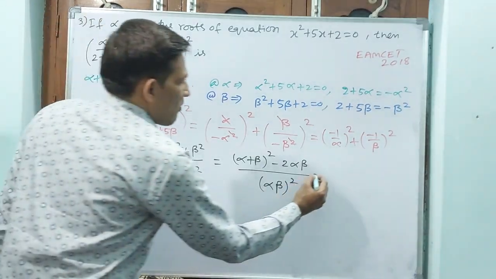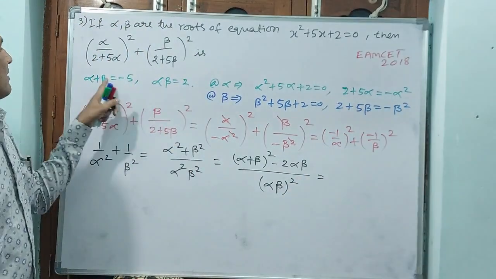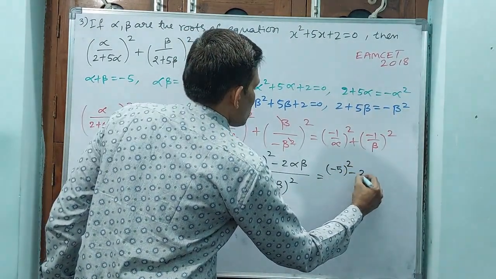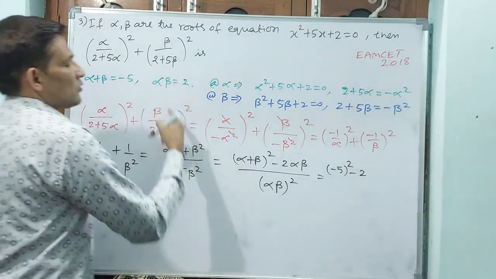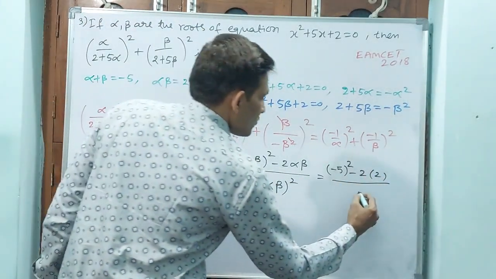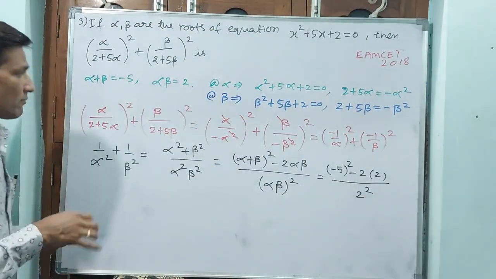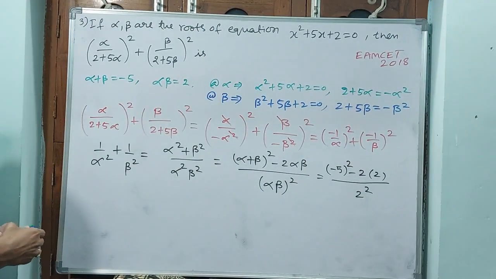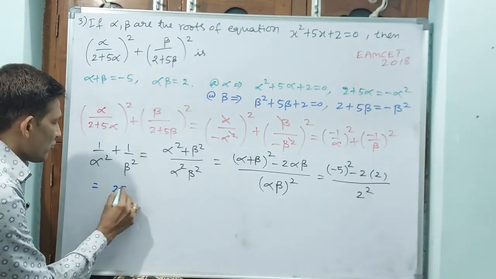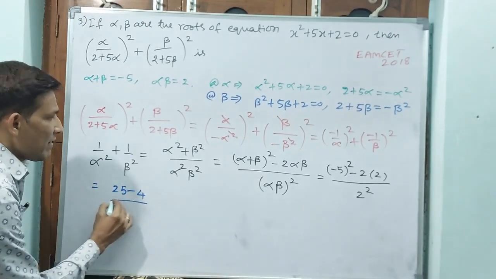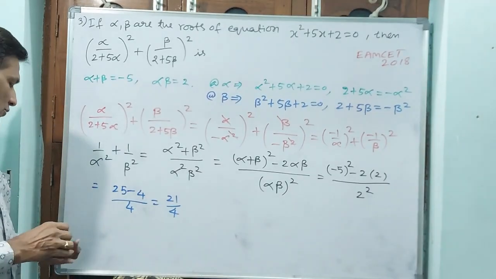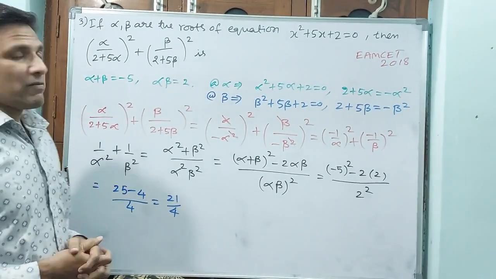Now go back. You see, alpha plus beta value you have is minus 5. Minus 5 whole square minus 2 into alpha into beta, which is also 2, divided by alpha into beta, which is 2 square. Okay? Come back again. See, minus 5 square means 25, minus 4 divided by 2 square means 4. 25 minus 4 is 21. 21 by 4 will be your answer.